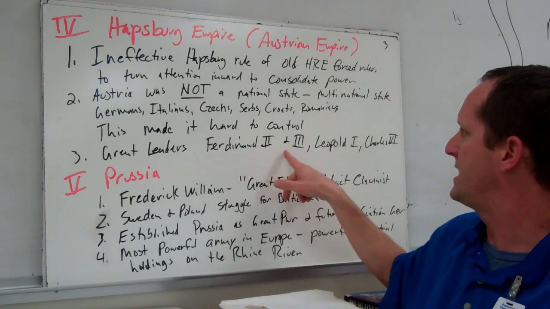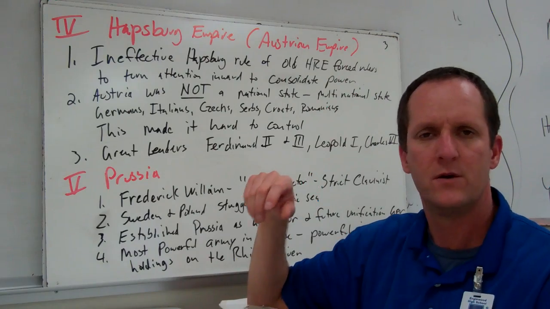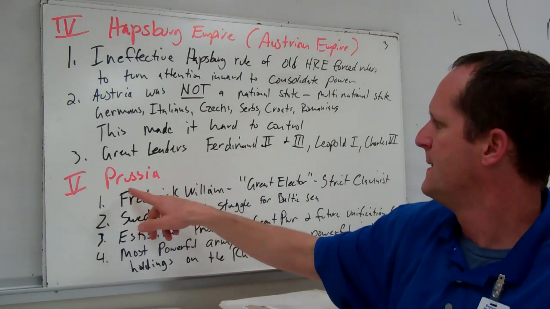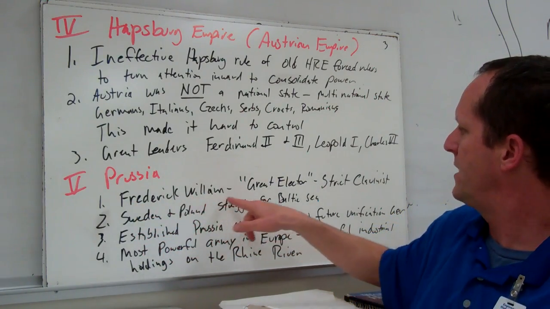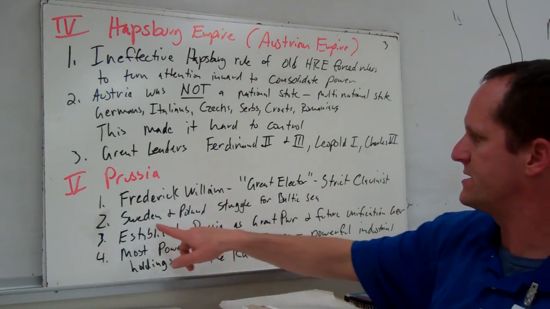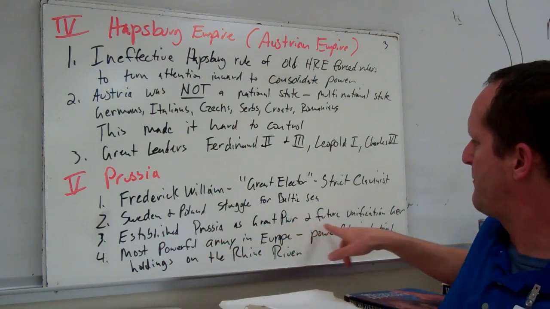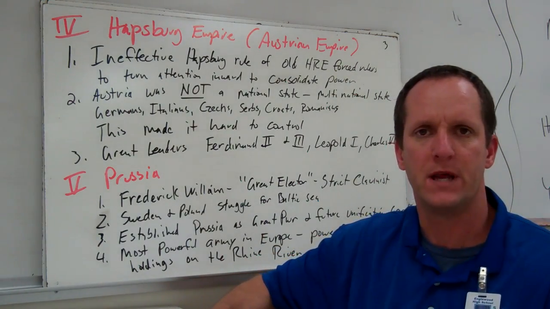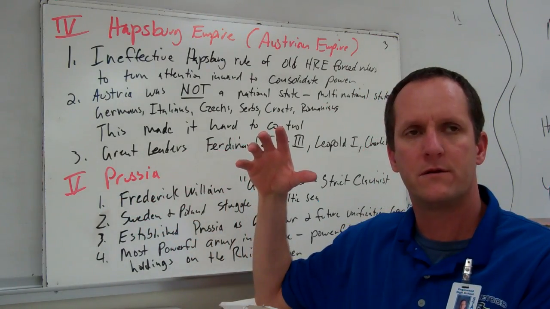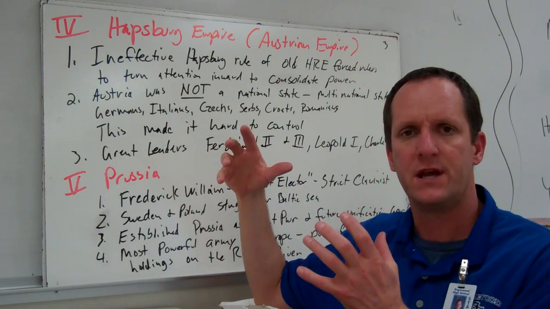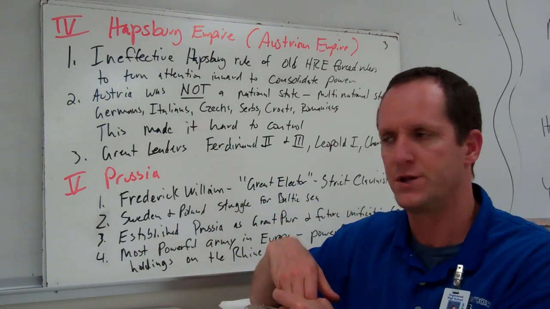Some of the great leaders of the Austrian state were Ferdinand II, Leopold I, and Charles VI. Now, we also had the rise of Prussia. We had Frederick William, the Great Elector. He was a strict Calvinist. Sweden and Poland struggled for the Baltic Sea. He established Prussia as a great power, future unification for Germany. So remember, Germany was broken up into many different states, but it was the power of Prussia that actually forced many of the other states to abdicate and then form one solid Germany.